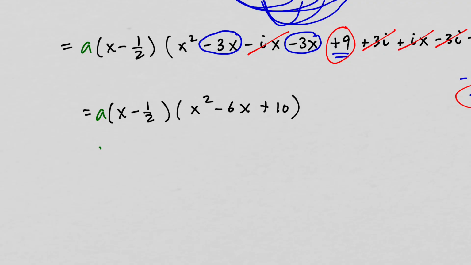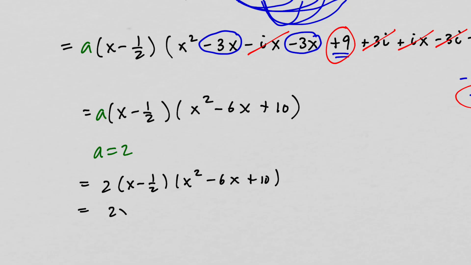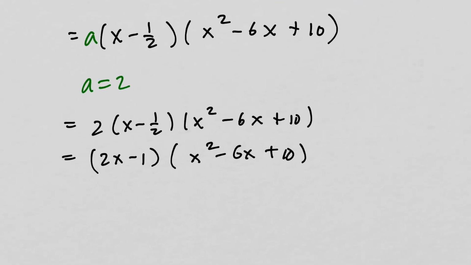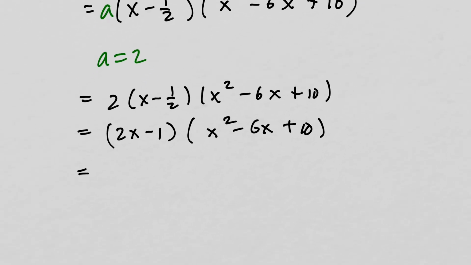So if I just let a equal 2, this is going to be 2 times x minus 1/2 multiplied by the rest. And that is 2x minus 1 when you multiply that part out. And now I can comfortably multiply out the rest here. So 2x times x squared is 2x cubed. 2x times negative 6x is negative 12x squared. 2x times 10 is positive 20x.